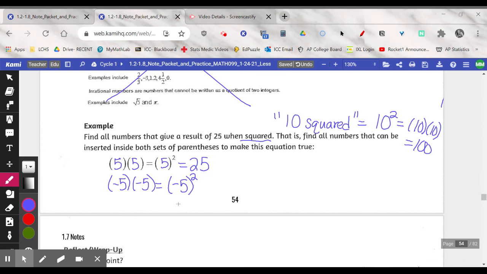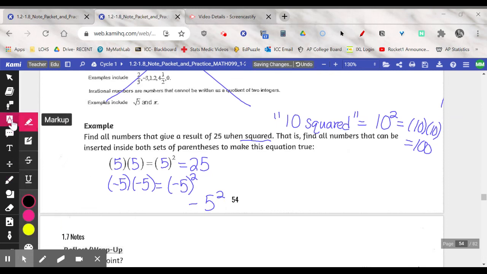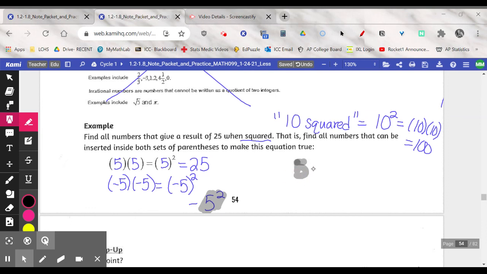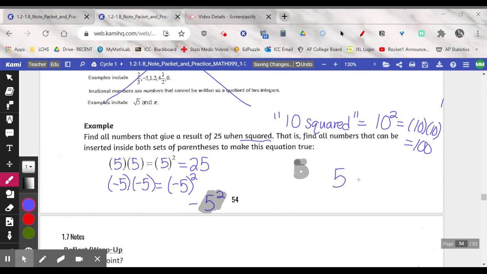Now, when you put this in your calculator, if you don't put parentheses around the 5, when you use your exponent of 2, it's going to give you negative 25 as the answer. That's because your calculator, when it has this entered in it, only applies the exponent to the 5. It doesn't include the negative as part of what's using the exponent. So our final answer for this one would be 5 or negative 5.